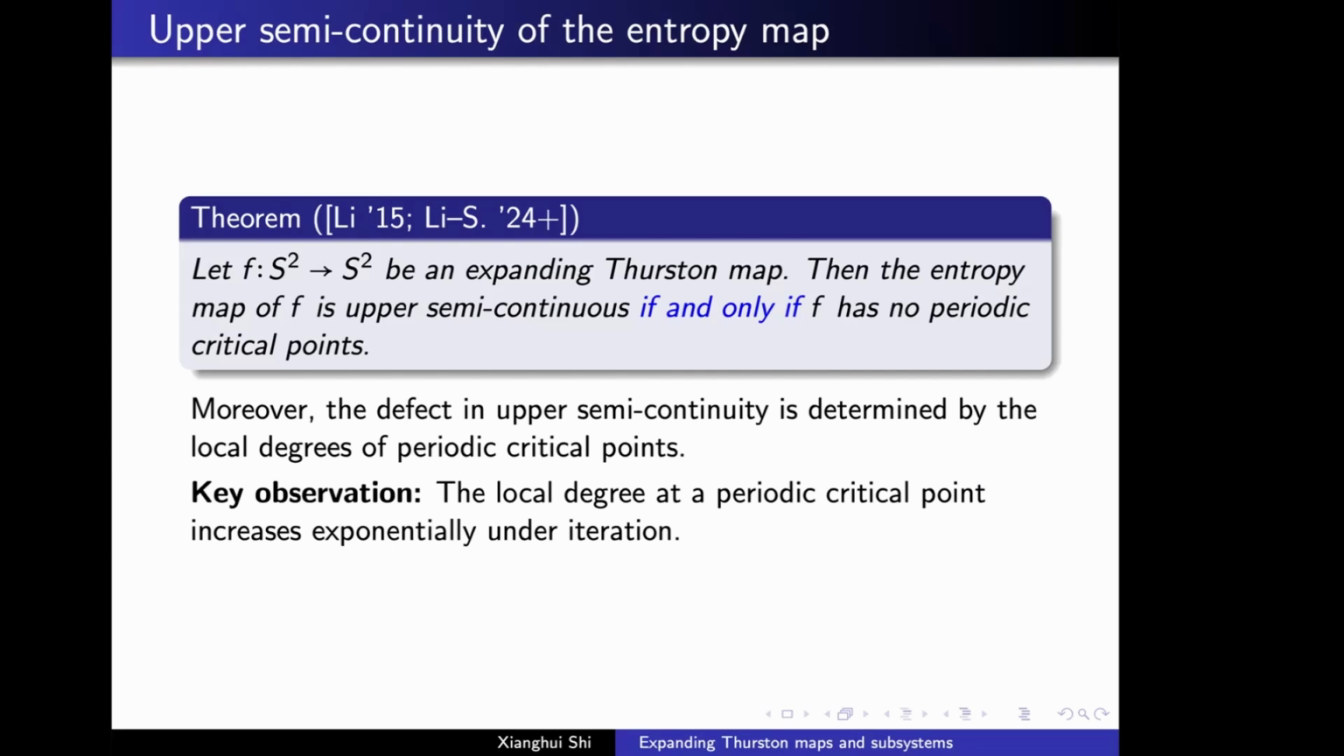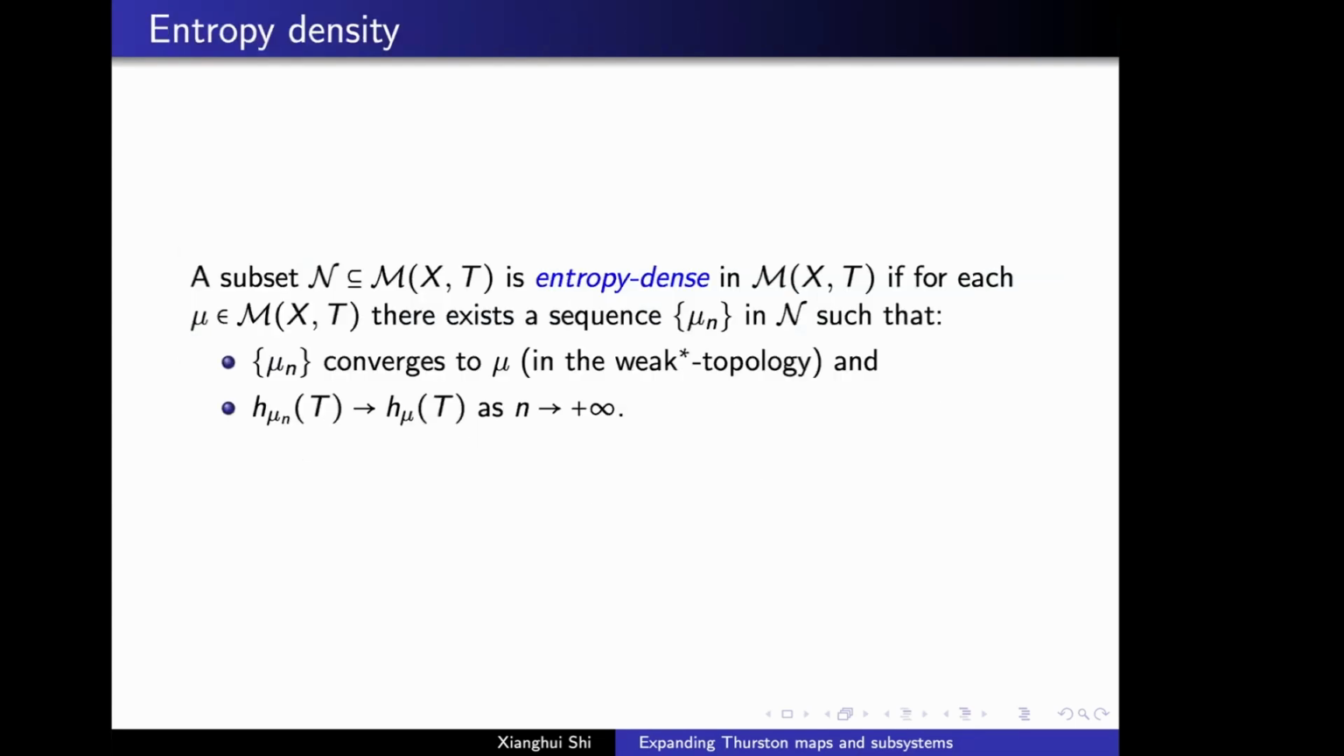Yeah, okay, thank you. Actually, I think you should add an assumption that the measure is ergodic. If you consider an ergodic measure at which the entropy map is not upper semi-continuous, then we guess this measure should be a periodic measure supported on one periodic critical orbit. Yeah, very nice question.